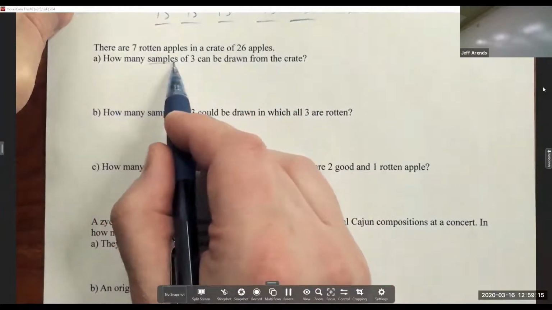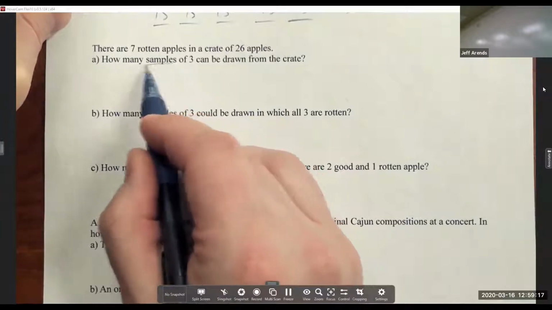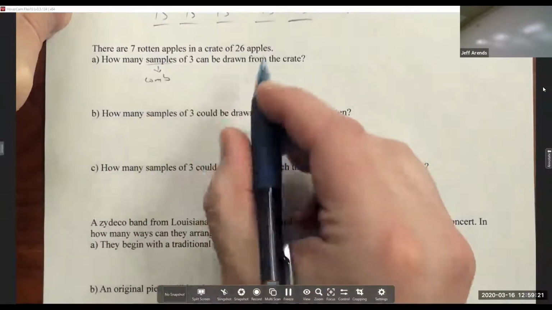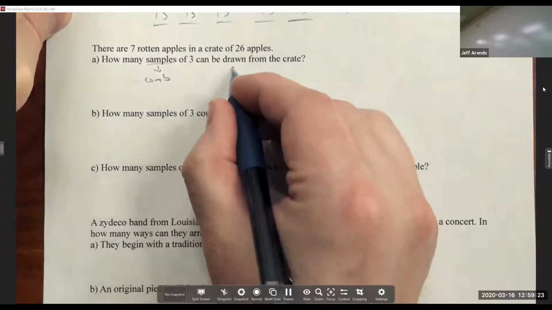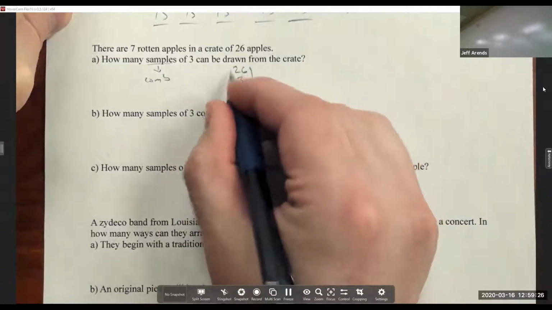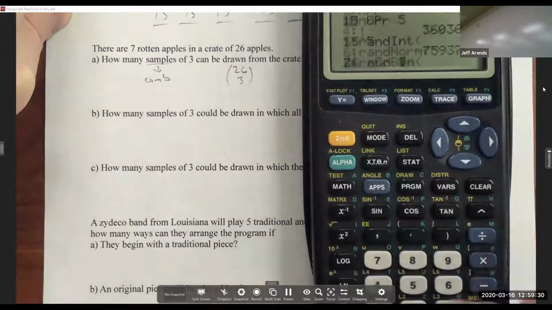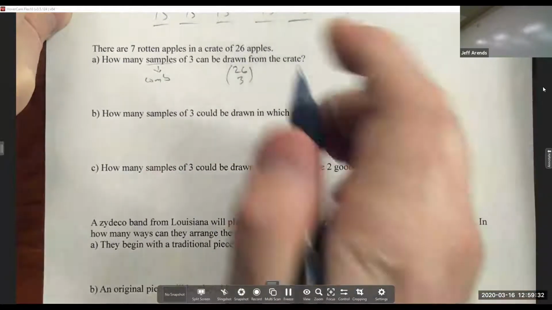This word sample here implies that we're talking about a combination. That order doesn't matter, so I'm just going to go ahead and use that. So this is 26 choose 3. That gives us 2,600.